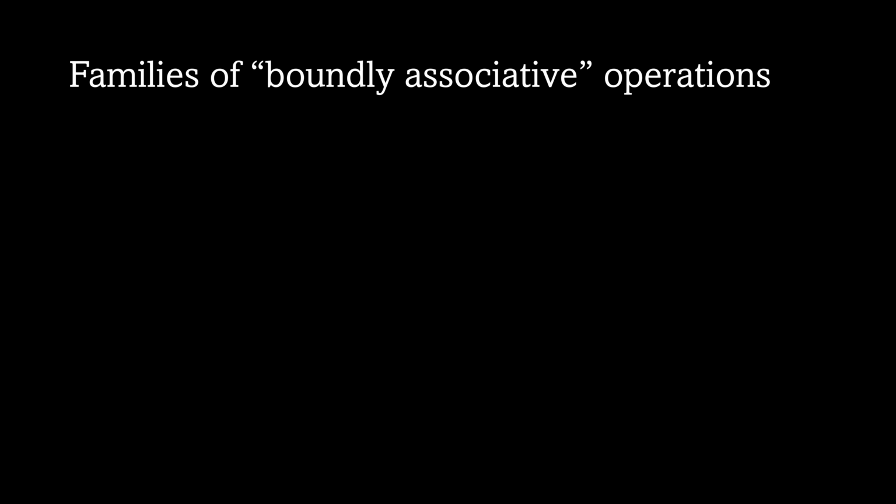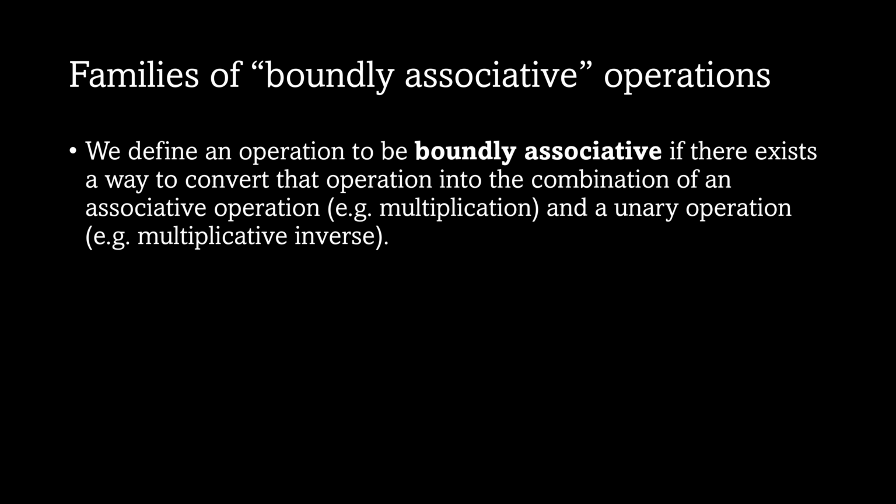Next, we're going to look at so-called families of boundary associative operations. So with this newfound system in place, we can define an operation, such as division, to be boundary associative if there exists another operation, one that's associative, in this case multiplication, where a division can instead be described as a unary operation when combined with multiplication. And this is precisely what's going on when we're interpreting these expressions as bound pairs.